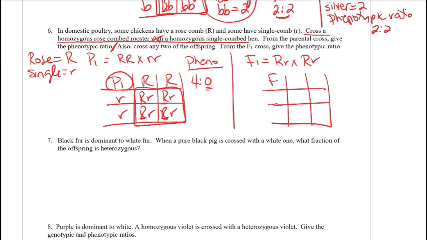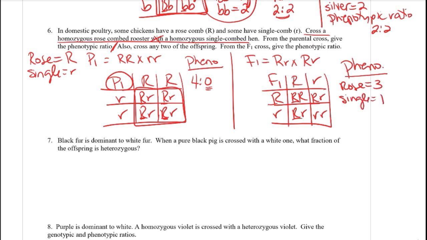because if I want to make another cross, it would be my F2 cross. So that's why I'm labeling my Punnett squares and my parents as I go along. Okay, then it wants phenotypic ratio. So my phenotype, what it looks like, so rows, I would have 1, 2, 3, and then single, I would have 1. So my ratio, my phenotypic ratio, is 3 to 1.